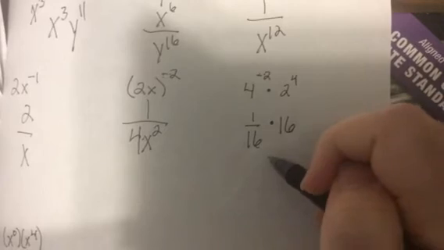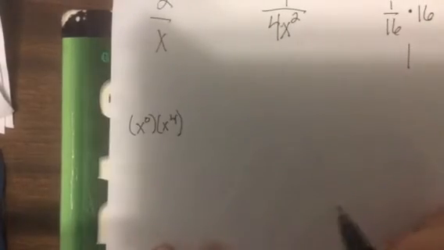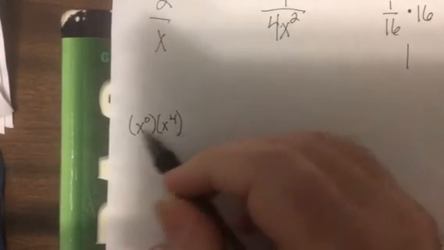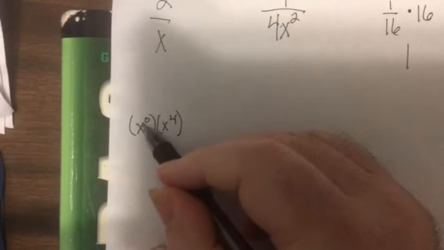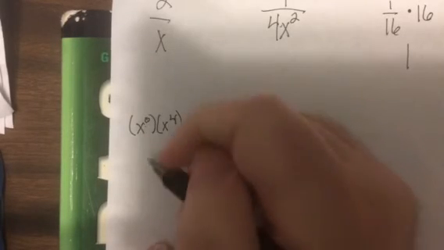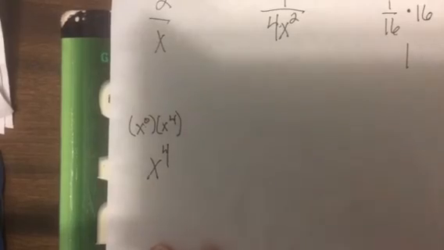So, anything divided by itself is 1. You don't even need to turn this one off. Hopefully, you know that anything to the 0 power is 1. 1 times x to the 4th is x to the 4th.